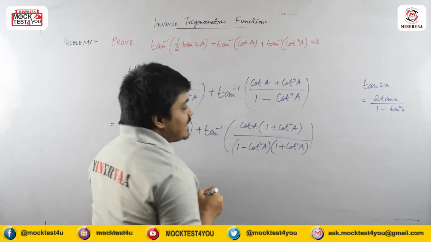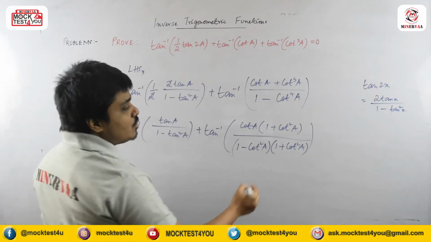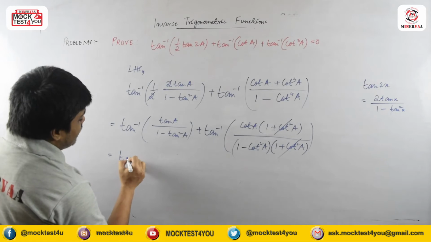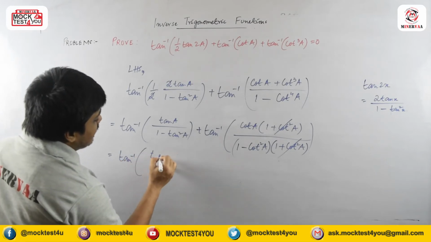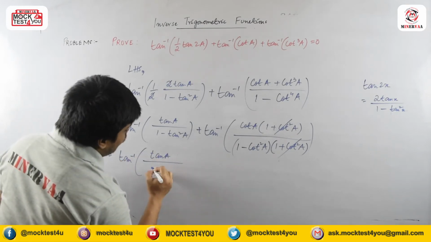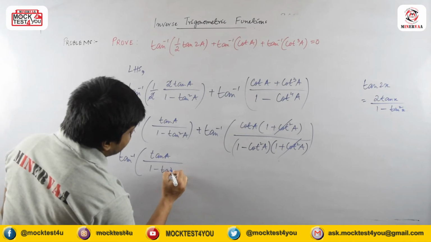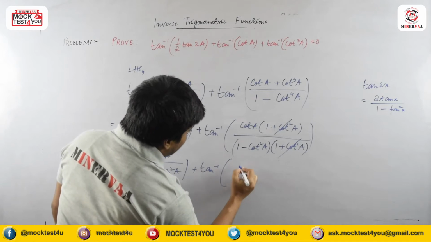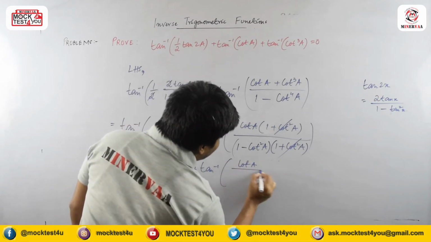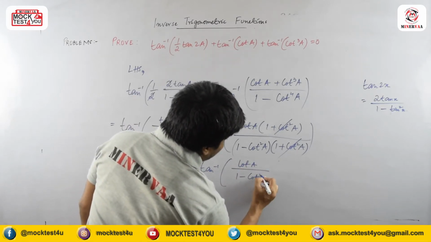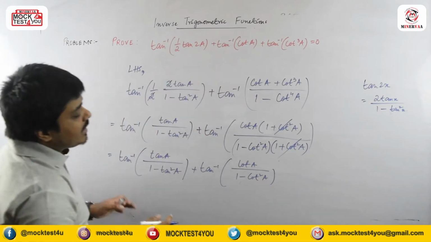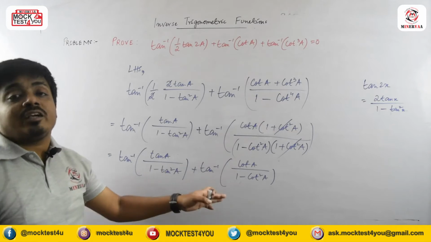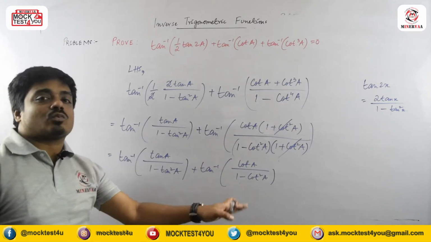So once we see that thing, what we can do? We can cut these two. So what we have is tan inverse of tan A divided by 1 minus tan square A plus tan inverse of cot A divided by 1 minus cot square A. So after looking at this, now I will use the property of tan inverse x plus tan inverse y again.